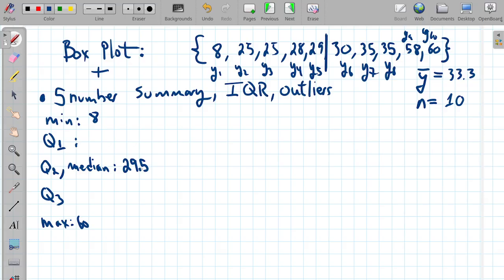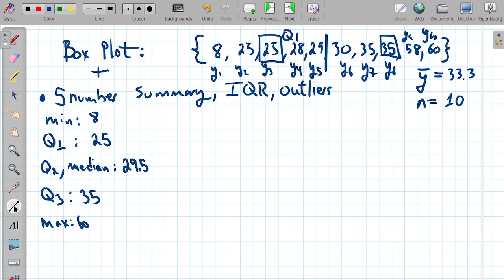Now this cuts our data into a lower half and an upper half. And the middle value here, 25, is Q1. Okay, got that. And 35 is Q3. So the five number summary will allow us to draw a box and whisker plot. So let's try to do that.